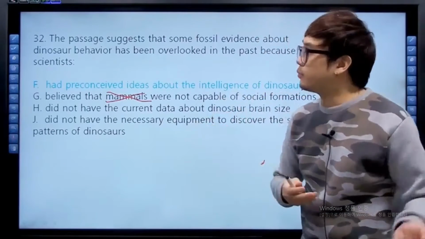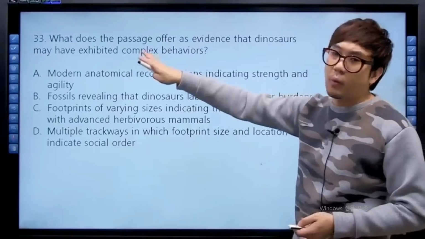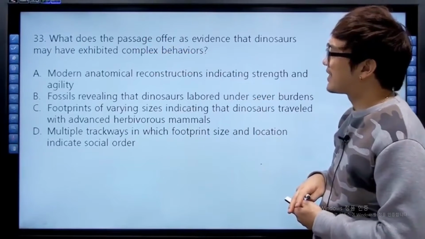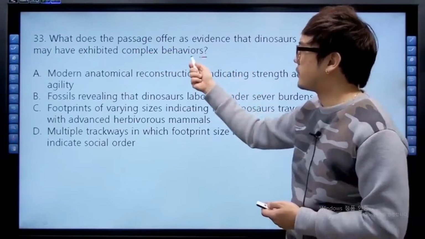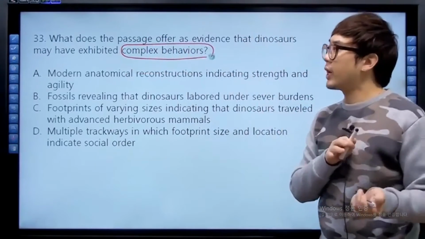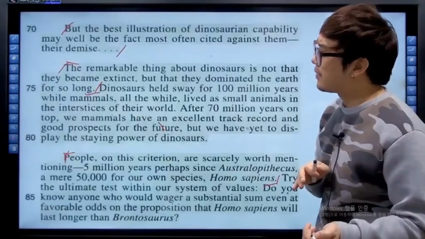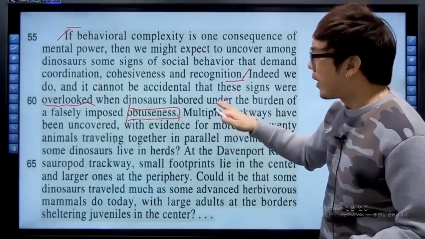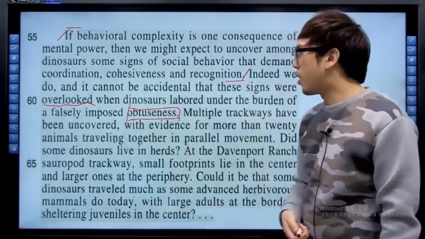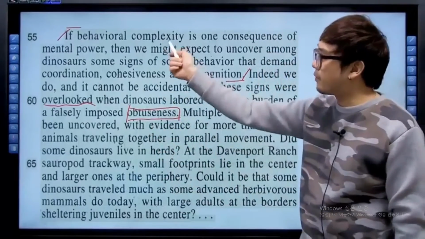All right, let's move on to 33. Now 33, what does the passage offer as evidence that dinosaurs may have exhibited complex behaviors? Again, the complex behavior here. What are the evidences, right? We were looking at this, reading this idea of the evidences behind why the animal itself was pretty much smart, or at least had a complexity or behavioral complexity.